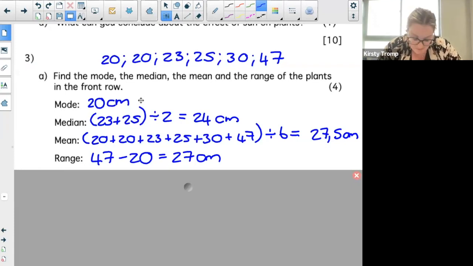So, ma'am, let's say in a data set, there's a number and there's more than one of those numbers, like the 20 and the second 20. Do you write both of them down when you're rearranging? Absolutely, that's a very good question. If you had, let's just say it went like this: 20, 20, 23, 25, 25, 47. Then you would write 20 and 25.